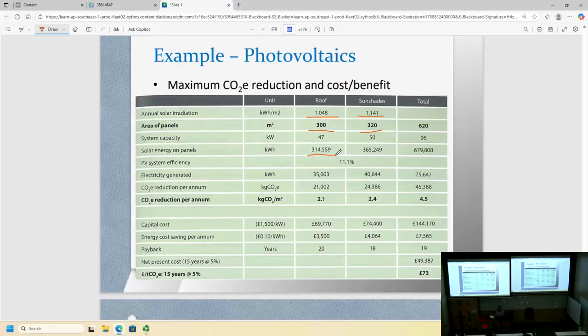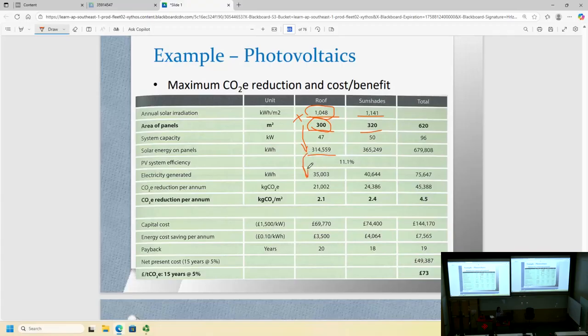Okay, we have the area and we have the radiation. So the radiation multiplied by the area gives us the solar energy. This is the amount of solar energy received by the solar panel. But the solar panel has only 11.1% efficiency, so for this amount of solar energy, only 11% can be converted into electricity.